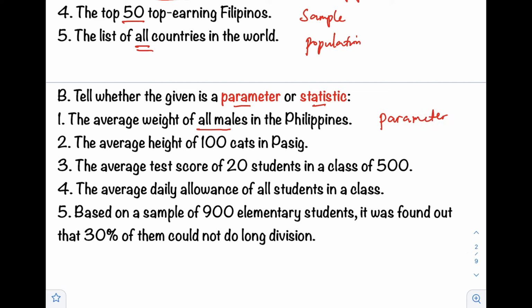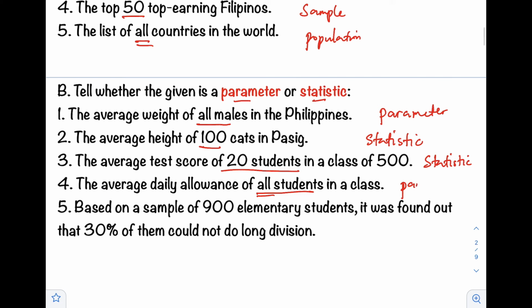Got it? Number two, the average height of 100 cats in Pasig. 100 cats is just a subset of the population. So, that is a sample, meaning it is a statistic. Number three, the average test score of 20 students in a class of 500. So this is a statistic. Number four, the average daily allowance of all students in a class.